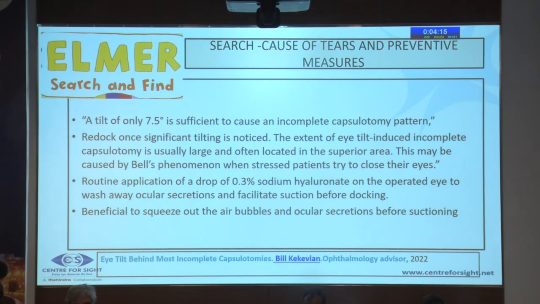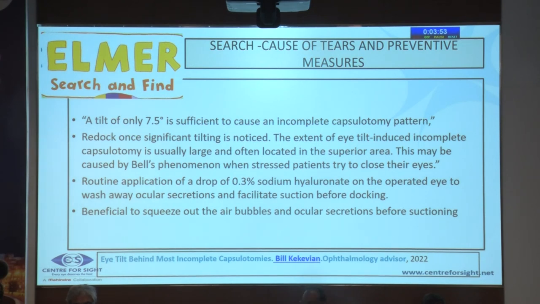The extent of eye tilt induced incomplete capsulotomy is usually large, often located in the superior area. All of us find a patient just rotates the eye upward because of Bell's phenomenon. Always try to see that the eye is nice and wet. So give one drop of 0.3% sodium hyaluronate on the operated eye to wash away all the ocular secretions.